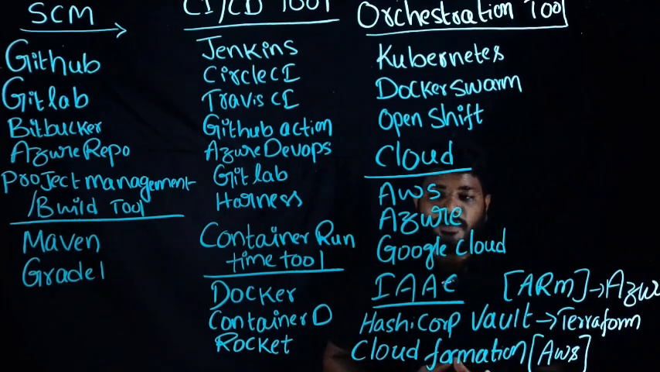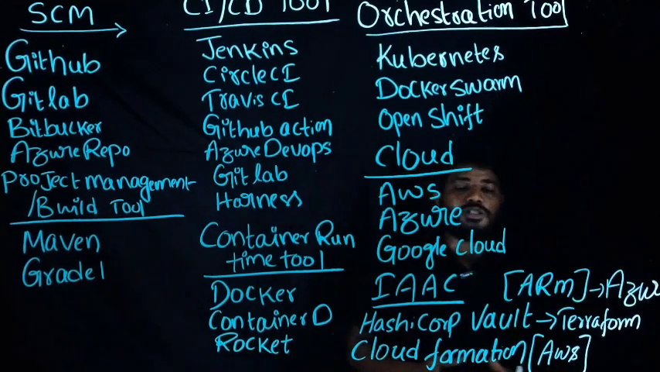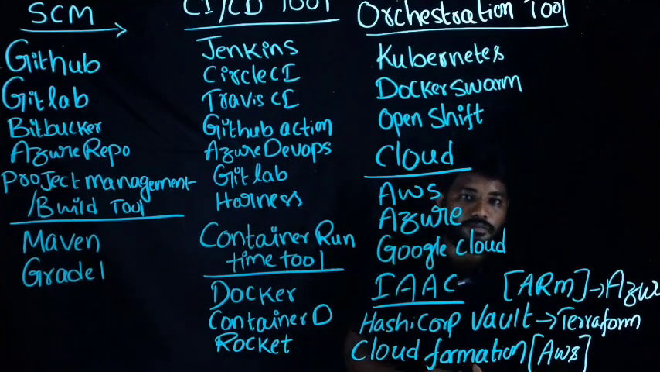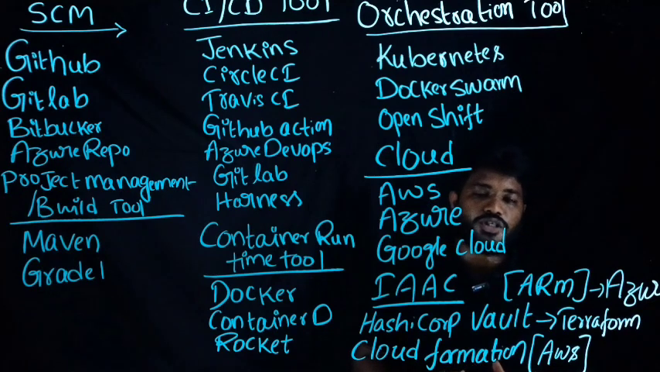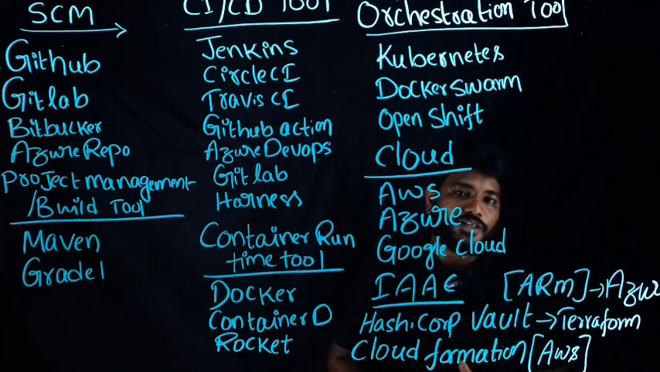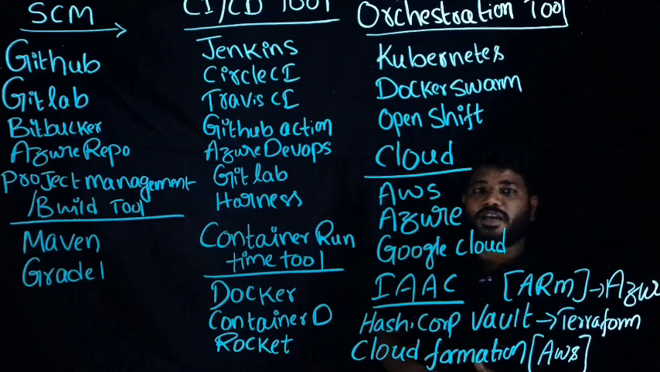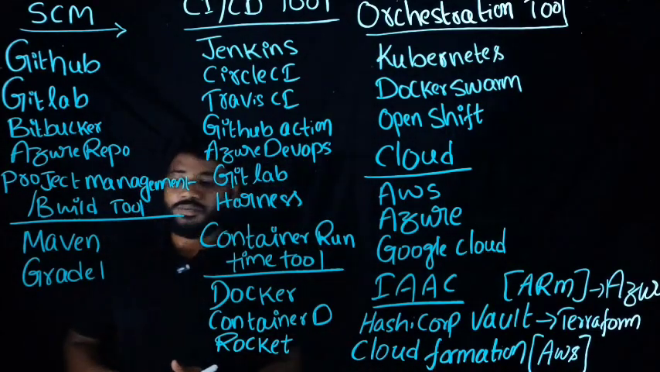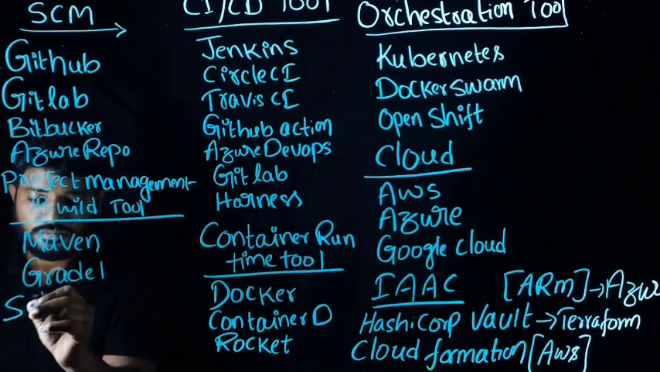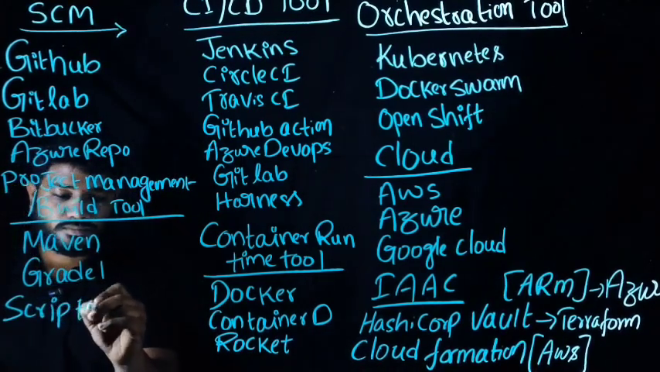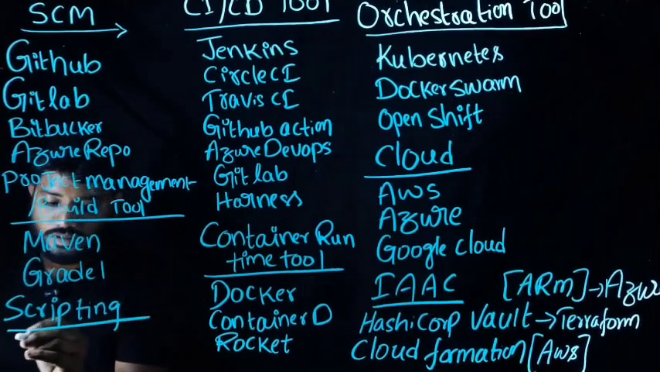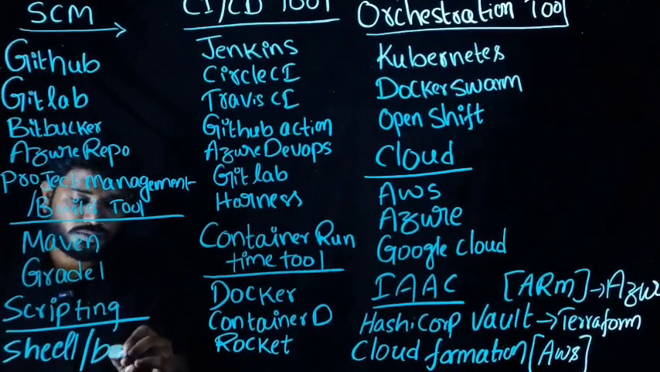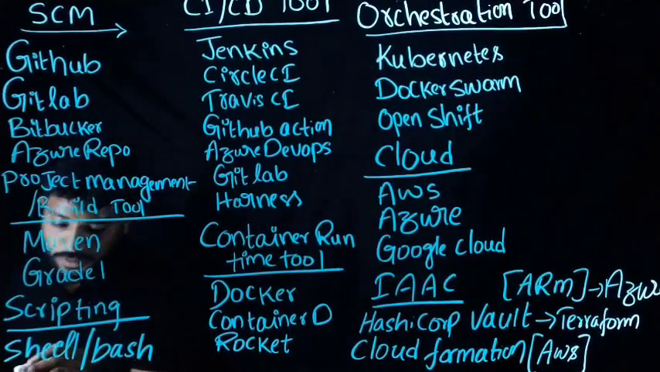So fine, we have discussed source code management, CI/CD tools, project management, build tools, container runtime and orchestration. So as I mentioned, as a DevOps engineer, you should have knowledge of scripting. While mentioning the scripting, I'm going to write it down here. The first type I can say is shell or bash scripting. And the second type is Python.